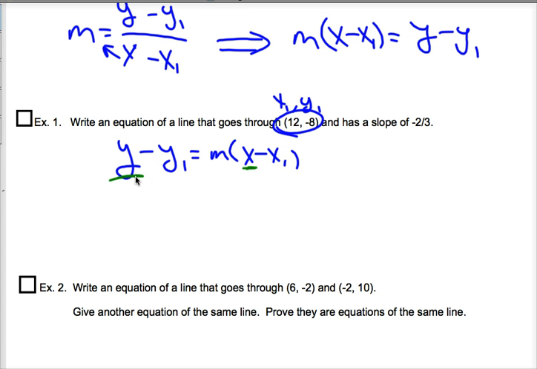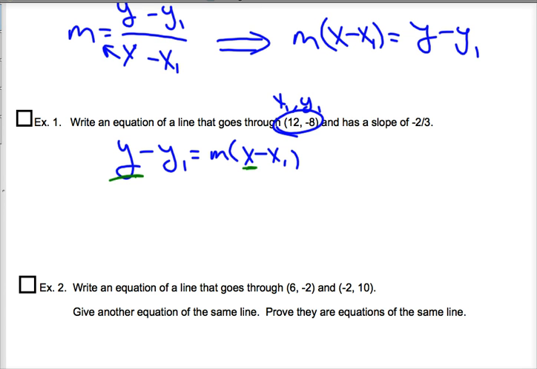A couple of times you don't have an x. Well, if I don't have an x, I have y equals something. And that is what kind of line? That's a horizontal line. Or if I don't have a y, I have x equals something. That would be a vertical line.